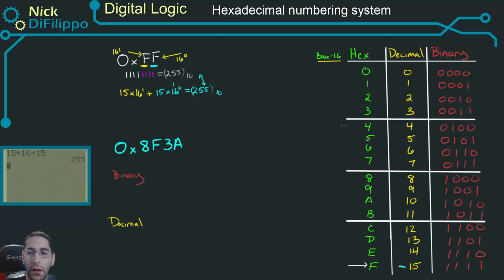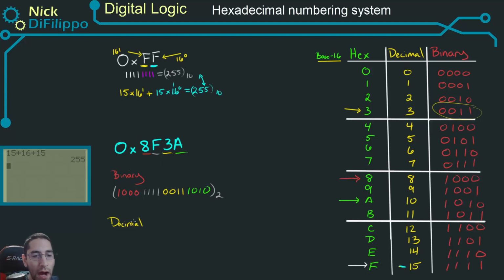So with 8, 8 is right here, so my first group is going to be 1, 0, 0, 0. Let's look at F. Well, we know what F is. It's going to be 1, 1, 1, 1. Let's look at 3. 3 is over here. It's going to be 0, 0, 1, 1. And we can also look at A. A is right here, so binary is 1, 0, 1, 0. And that is the representation of 8F3A in binary.